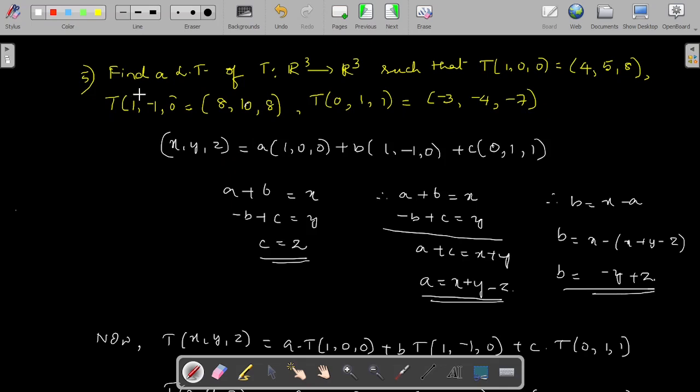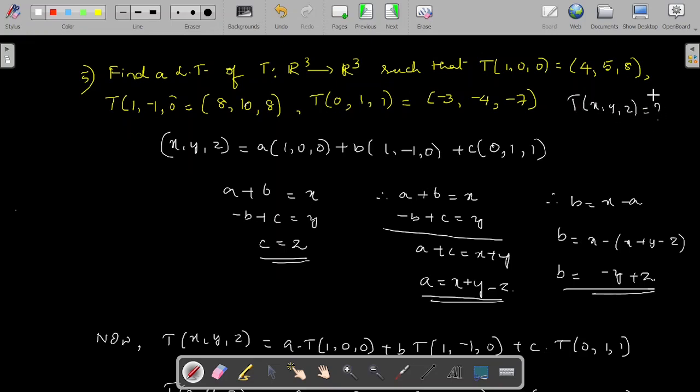Now one more problem. Find a linear transformation T from R cube to R cube such that T of 1, 0, 0 equals 4, 5, 8. T of 1 minus 1, 0 is 8, 10, 8. T of 0, 1, 1 is minus 3, minus 4, minus 7. Here they have given where the vectors are mapped to under this linear transformation. You have to find the linear transformation, where T of x comma y comma z goes to, that you have to find.